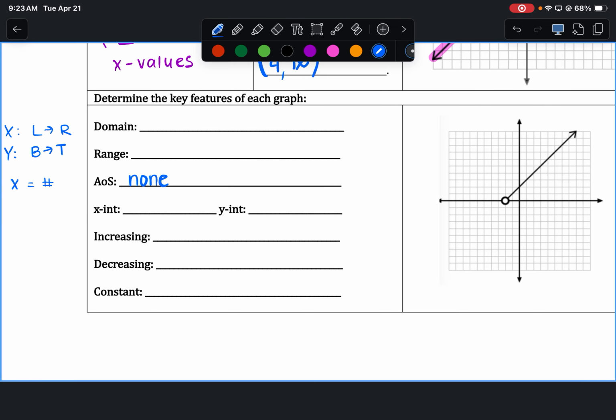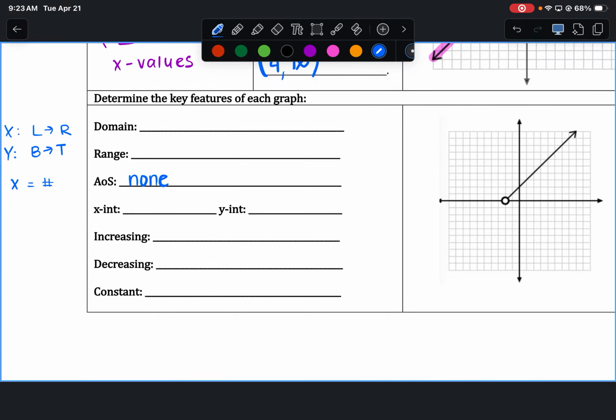When we're talking about key features, not every graph is going to have every type of key feature. None is an answer. Okay? What you can't do, though, is leave it blank. Okay? Leaving it blank isn't the same as saying none, because leaving the blank is more like I don't know what I'm doing. Okay? But write in there that there isn't one.